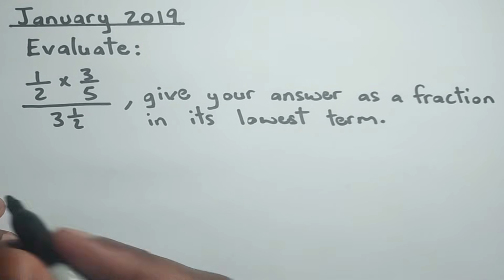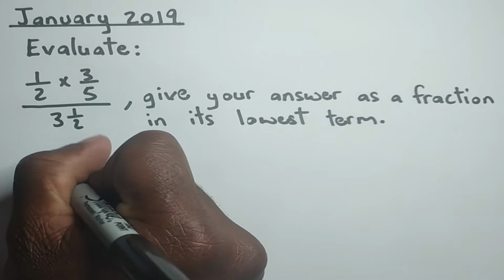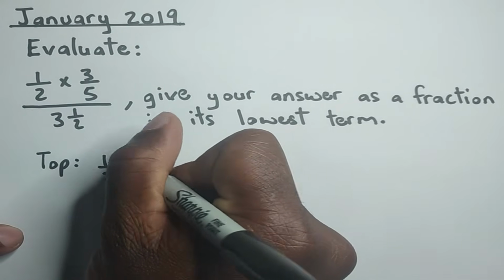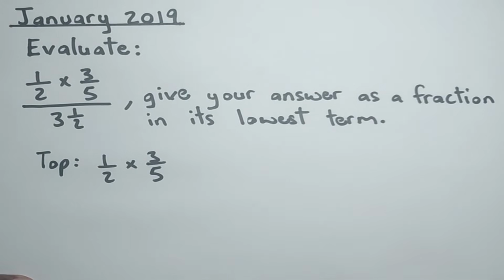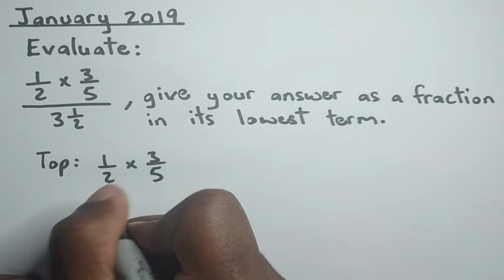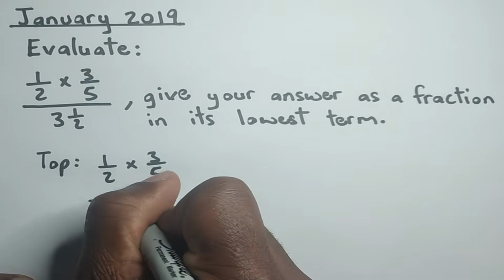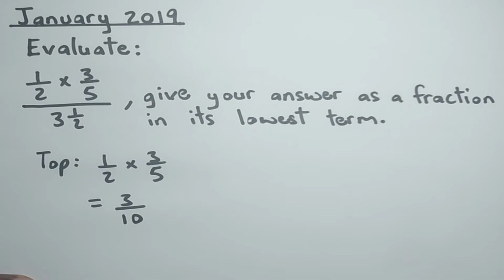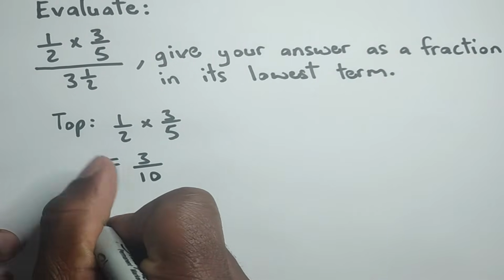Now again, we're going to separate the top from the bottom. Seems quite easier when we do it like that. So what's in the top? We have 1 over 2 times 3 over 5. Alright? So this is pretty easy to treat. We just multiply numerator by numerator and the denominator by denominator. So 1 times 3, that's 3. 2 times 5, that's 10. Alright? And we're pretty much finished with the top. Now here we have the denominator.